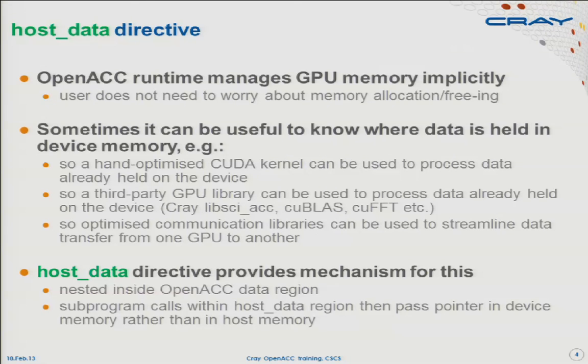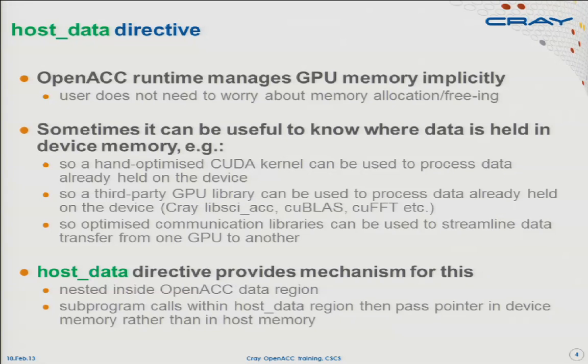And that's what the host data directive is. I talked about it a little bit yesterday, but it's probably worth saying it again. Usually with OpenACC, the compiler, the runtime, is handling all of the creating the arrays that you need on the GPU and where they live and freeing them at the end. And so when you want to call these libraries, if you want to do something external that's outside of OpenACC, you need that information to be made available. And that's what host data does.